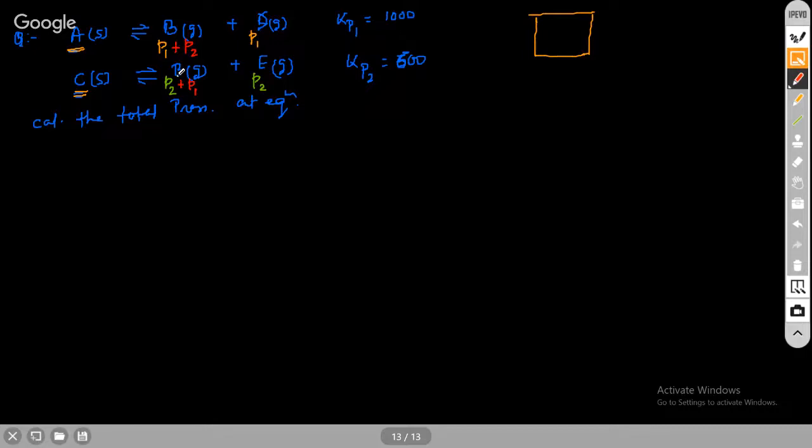Right? Now it's easy. Now you see, if I write down the expression for Kp1, what is the expression? Constant partial pressure of the product, which is P1 into P1 plus P2, and that is equal to 1000 given in the question. Again, Kp2 is equal to P2 into P1 plus P2, and that will be equal to 600. Clear? Is it clear?